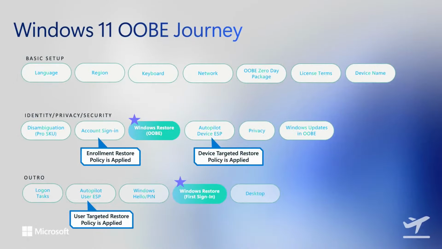Revisiting the OOBE journey, I want to show you where the policies are applied. The Enrollment Restore policy is applied to the device immediately after the user signs in during OOBE. This ensures that the policy is available before the restore experience is shown. The MDM policy is applied during either the device ESP or the user ESP if the enrollment status page is configured to be shown. The MDM policy is useful on devices where the user does not go through OOBE themselves. This ensures that the policy is on the device and the first sign-in restore experience will be shown.